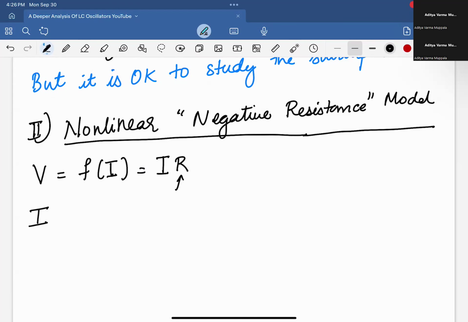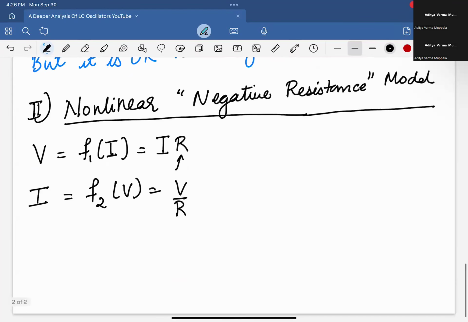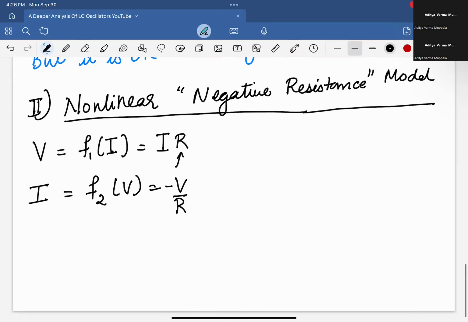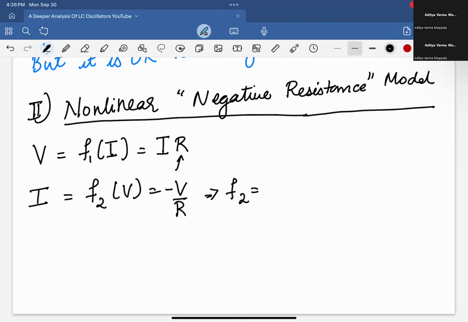So I could also write this as, I'll call this F1, F2 of V, which is V over R. It's another way to write the same equation. And this F2 here is also linear because 1 over R is just a constant. And if it's a negative resistance, then this would be minus V over R. So the IV relationship would be that, which implies that F2 of X is nothing but minus X over R. So in this kind of relationship, you can think of this as a current source that's voltage controlled. So this is a voltage controlled current source.